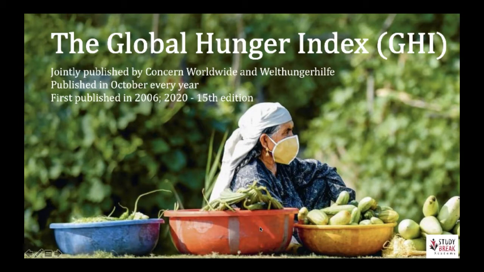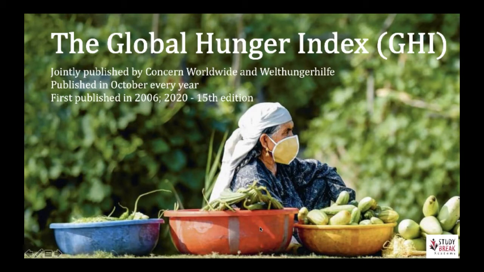Today we are going to discuss the Global Hunger Index or the GHI. The Global Hunger Index is a very important indicator of how hunger prevails across the world. This report is jointly published by Concern Worldwide and Welthungerhilfe. Concern Worldwide is an Irish organization and Welthungerhilfe is a German organization. They together develop this particular Global Hunger Index.